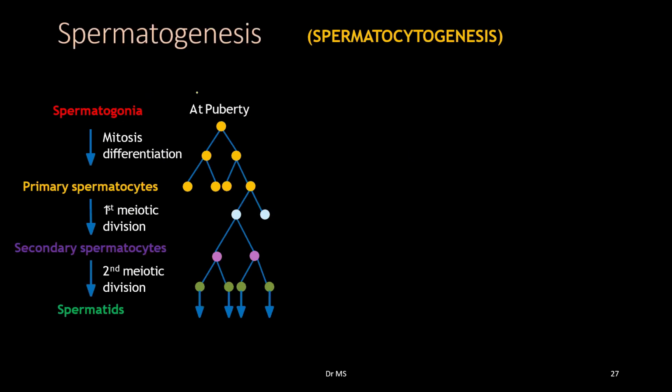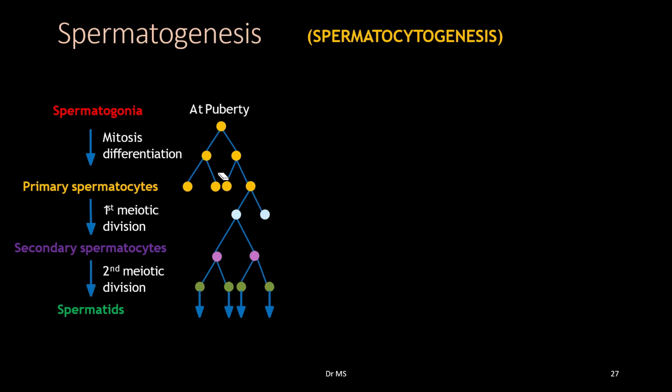And remember, how much time does it take for spermatogenesis to happen? Spermatogenesis takes at least 65 to 75 days. Remember this. You can see here, initially there is a spermatogonia. This spermatogonia has to form a large number of spermatogonia. In order to increase the number, it will undergo mitosis.